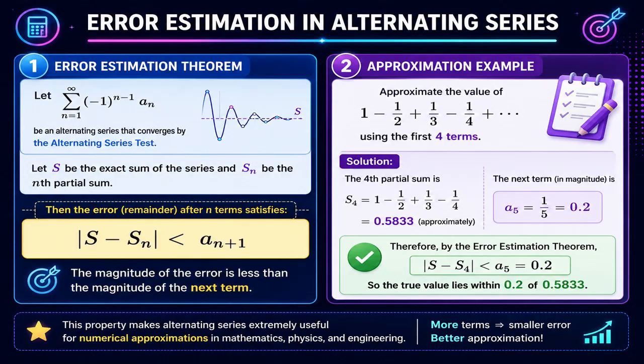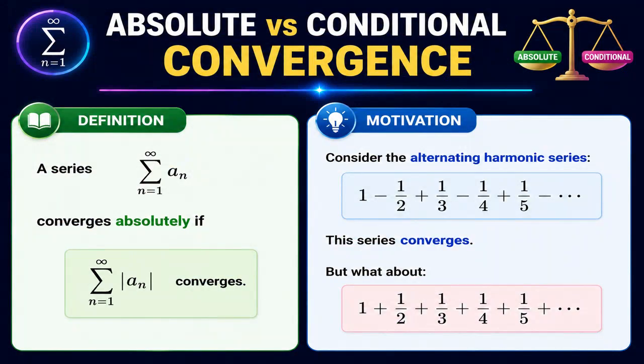As you can see at the bottom, this property makes alternating series incredibly useful for numerical approximations. The more terms you calculate, the smaller your error bound becomes and the better your approximation gets. Now we continue with another very important topic in infinite series: absolute convergence and conditional convergence.